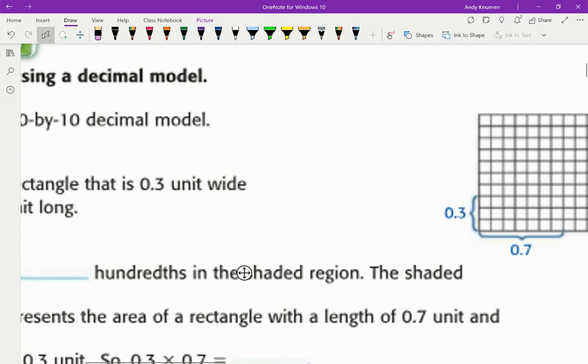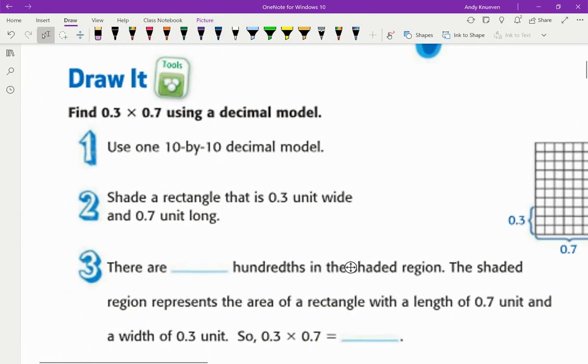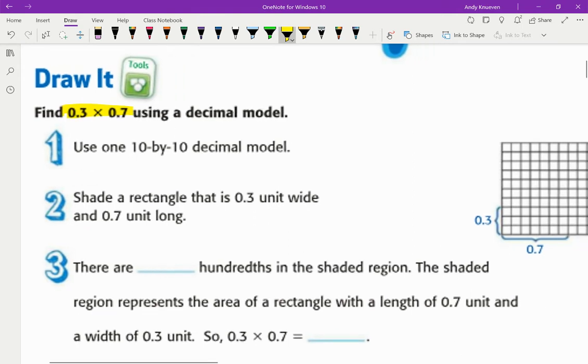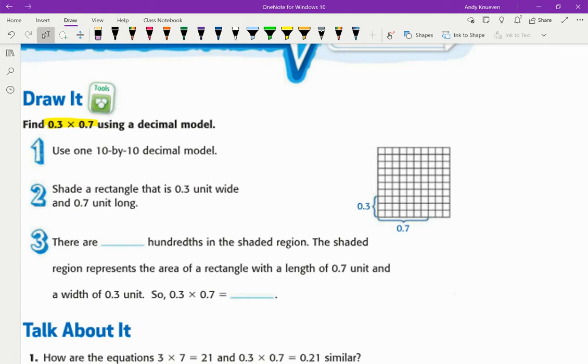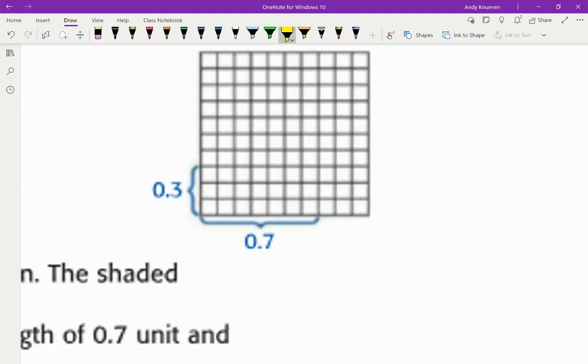All right, so this first one, we are going to look at 3/10 multiplied by 7/10 using a decimal model. So they've already given us a 10 by 10 decimal model. That's this little grid here. And then we are going to be shading a rectangle that is 3/10 of a unit wide. So if I look at 3/10 of a unit wide, they've already identified this. Now wide means that we're going to go horizontally here, right? So 3/10, because this is 3 dots tall, so 3/10, 1, 2, 3, right?